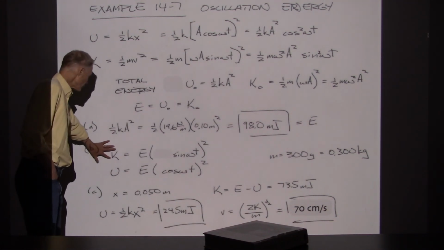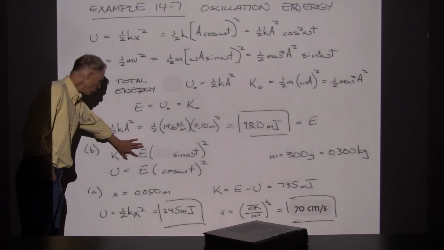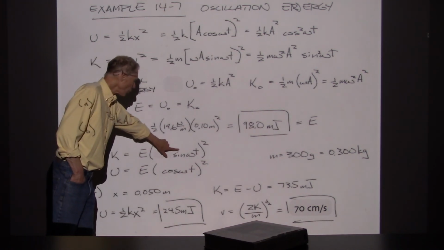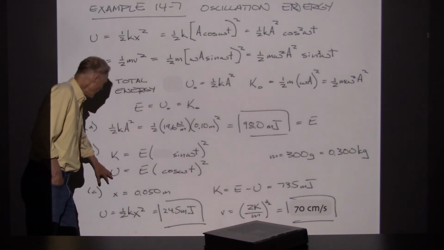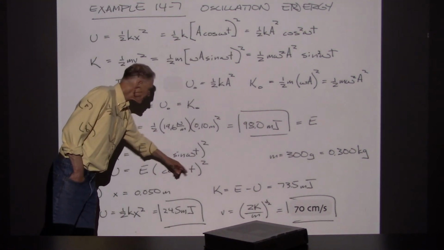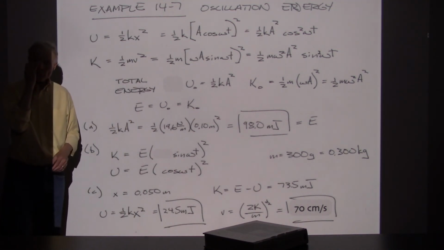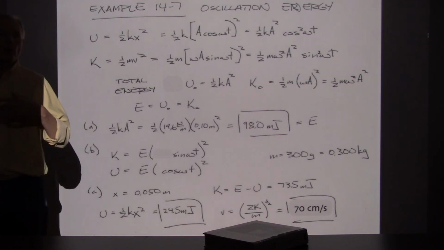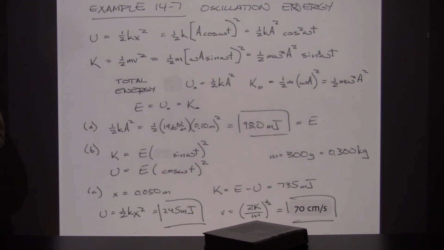The kinetic energy then can be written as total energy sine omega t squared. The potential energy can be written as total energy cosine omega t squared. Now, as you guys know, if you take a sine squared and a cosine squared and add them together, you get 1. And so that's what's happening in terms of the energy. As time progresses, the total energy remains constant, but it shifts back and forth between being kinetic or being potential.